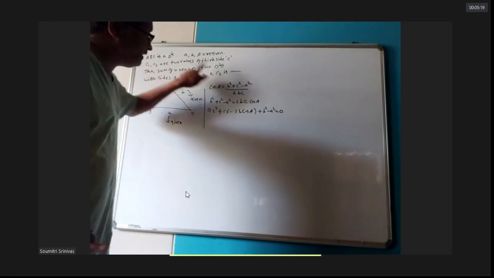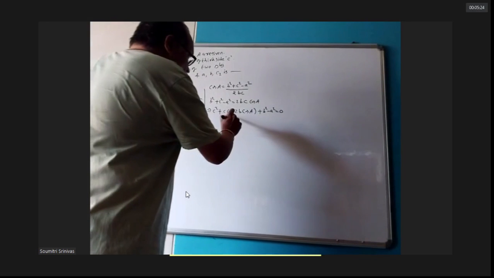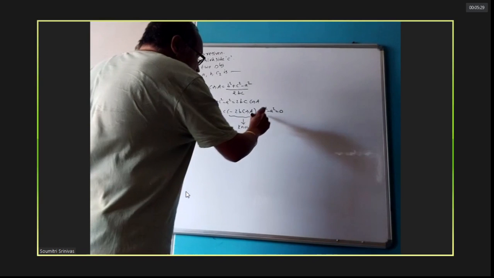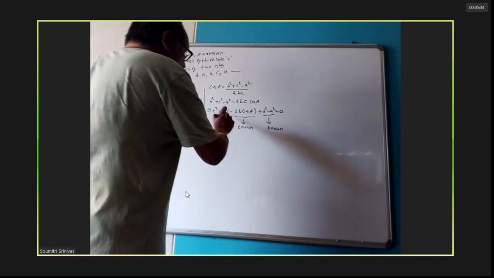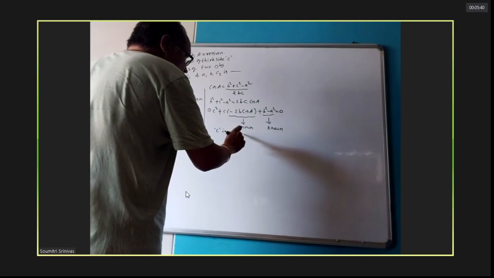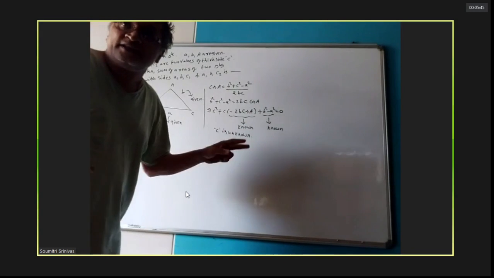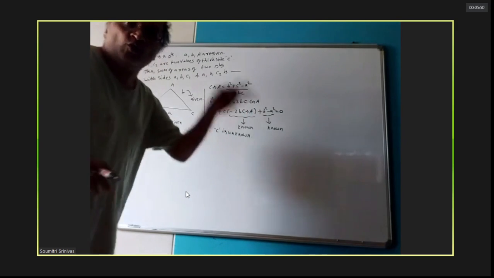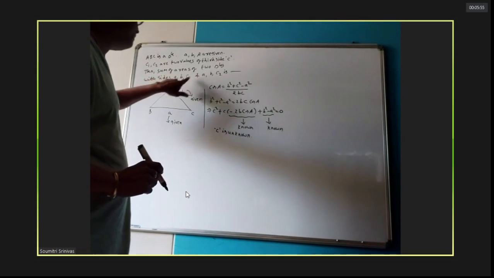Is b square minus a square a known quantity? Yes, this is known. This is also known. What is unknown here? C is unknown. So it is a quadratic in C. How many roots does it have? Two roots. What are those two roots by hypothesis?